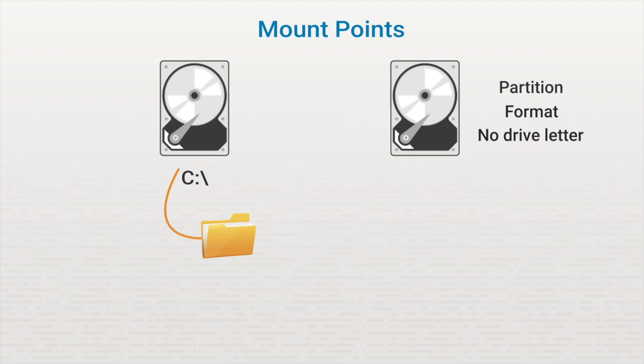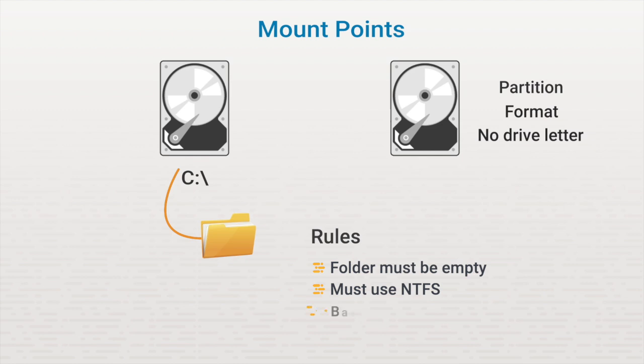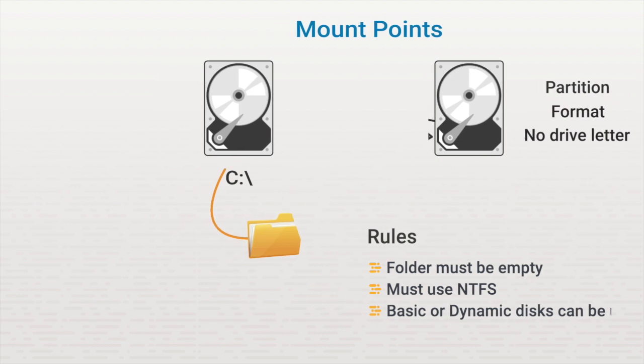In order to use a mount point, there are some rules that you should follow. First, this folder needs to be empty. Second, this partition must be formatted with NTFS. Mount points work on either a basic or a dynamic disk. In fact, one of the strengths of using a mount point is that we do not need to upgrade the basic disk to dynamic disk to create a mount point.